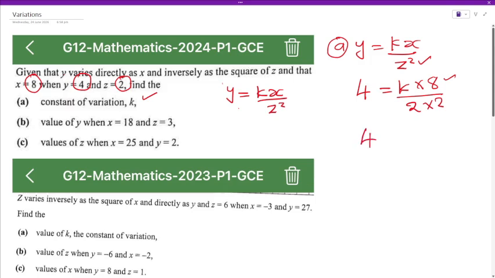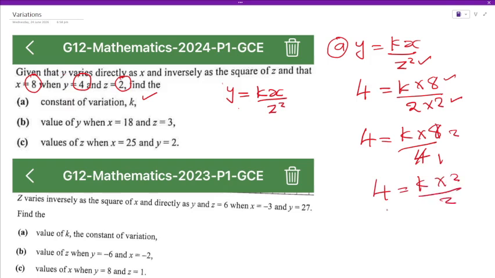So when I'm going to say 4 is equal to K times 8, everything over 4, because 2 times 2 there gives me a 4. Then I can say 4 there 1, 4 there 2. Okay, meaning I'm remaining with 4 is equal to K times 2. Then I can divide both sides by 2 like that to find the actual value of K. Then I'll say 4 divided by 2 there will give me a 2 as the value of K, and you are done.